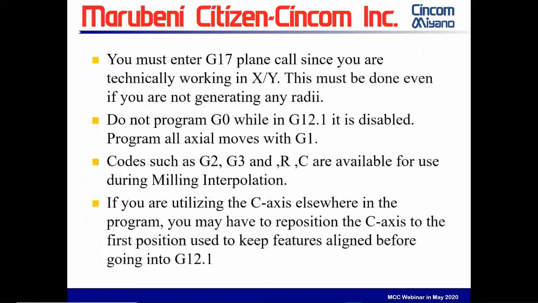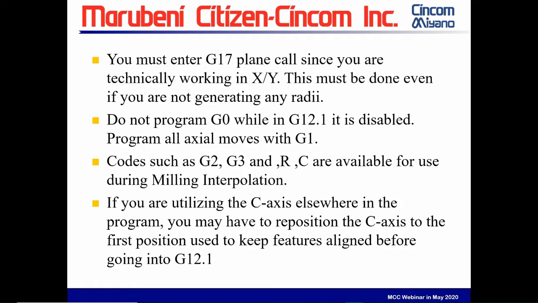Now it's not moving. There we go. Of course, you must enter into G17 because you're working in the G17 plane. Even if you're not using radius, it has to be in there because the way G12.1 is working by generating the y-axis virtually, there are radii involved inside of it and needs to be in G17 to do it properly. So that's a requirement of Milling Interp.